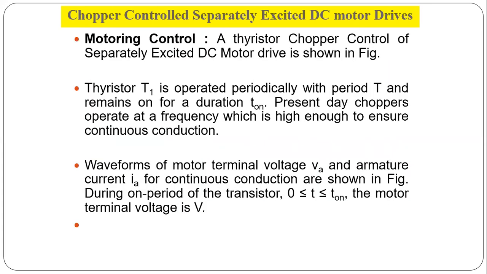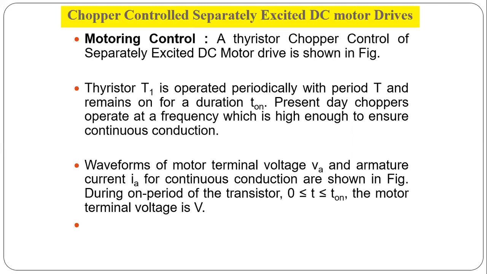As we already discussed, in that circuit diagram we can see here, thyristor T1 is operated periodically with a periodic time T and remains on for a duration of T on. Present day choppers operate at a frequency which is high enough to ensure continuous conduction.